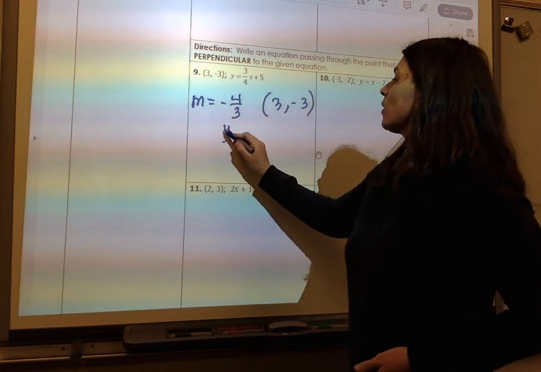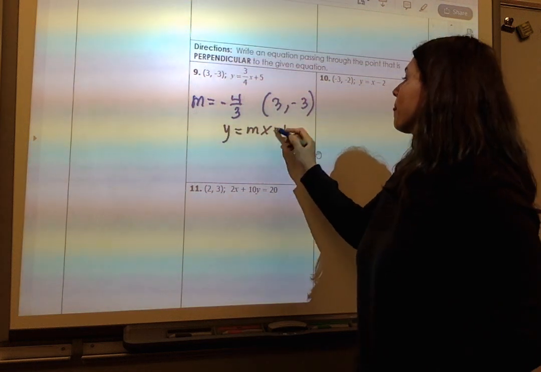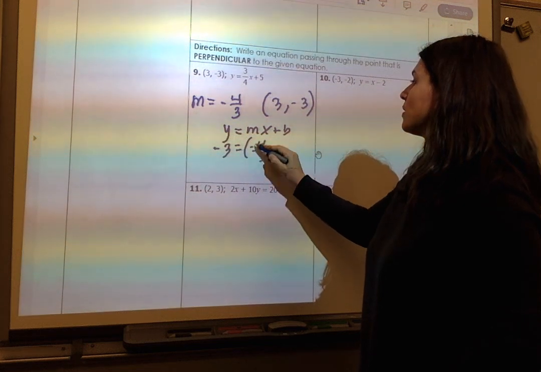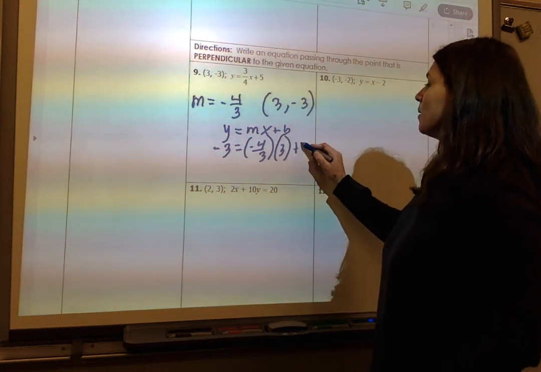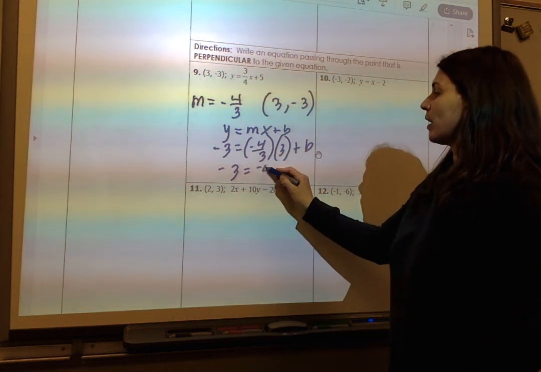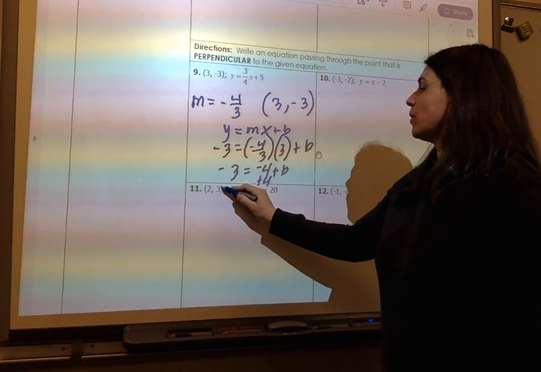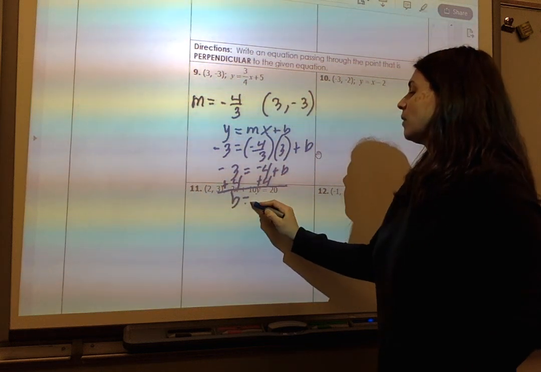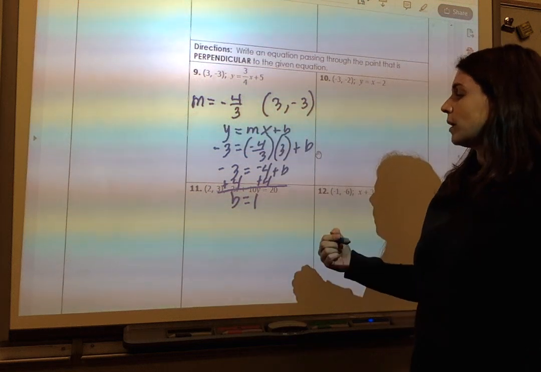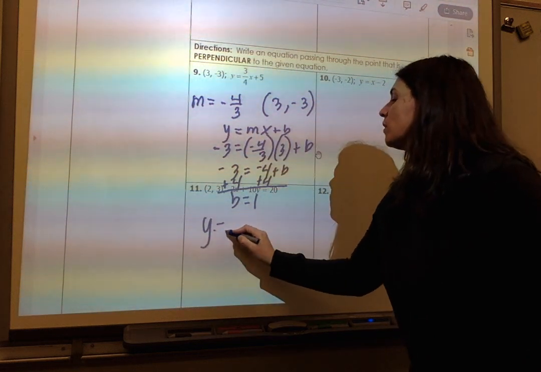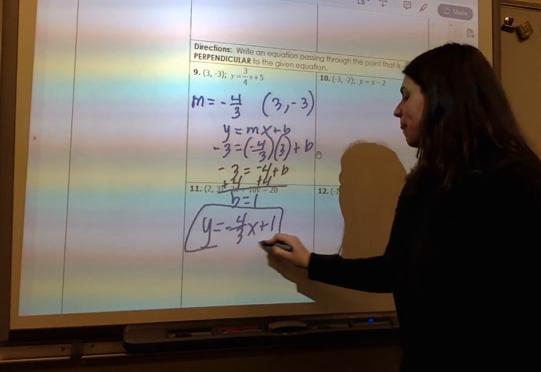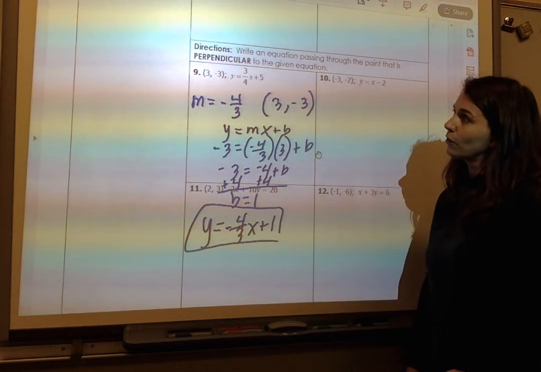So now I'm going to use my shortcut, y equals mx plus b. -3 is y, slope is -4/3. My x value is 3 plus b. So -3 equals, the 3's cancel out, and I'm left with -4 plus b. Add 4 to both sides, and b equals 1. So my new line has a slope of -4/3 and a beginning point of 1, which means it's going to be y equals -4/3 x plus 1. And that's my new perpendicular line.